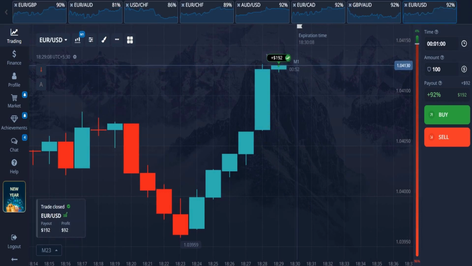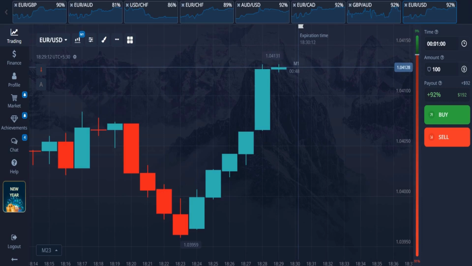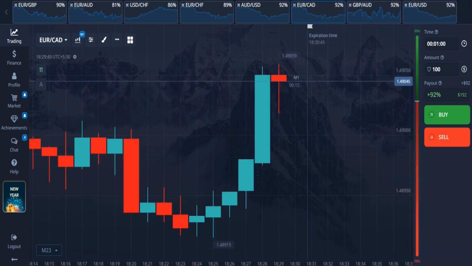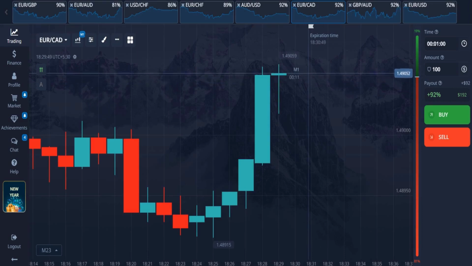We've won this trade, but remember, don't overtrade on one currency pair. I recommend not taking more than 3 to 4 trades on the same pair to avoid unnecessary risk. Now let's look for another currency pair and analyze its setup.